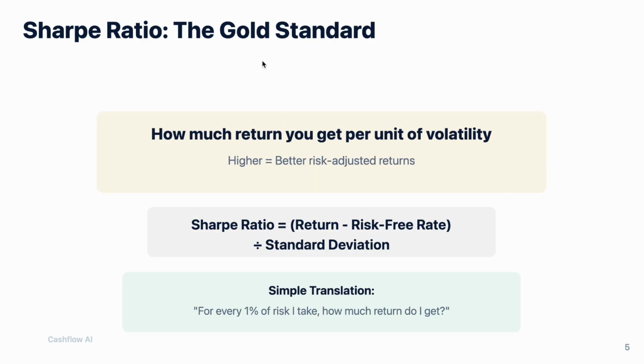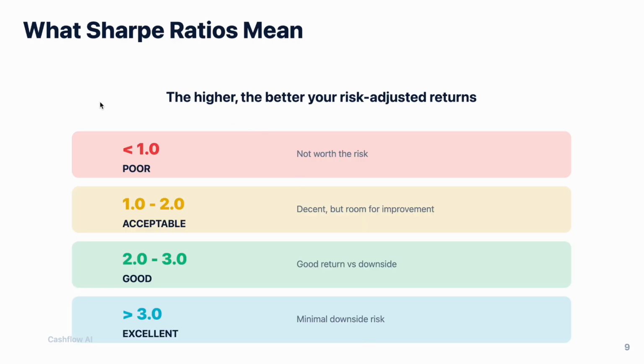The Sharpe ratio is what we call the golden standard. This is very simply how much you're getting versus how much you're risking. The simple math behind it is you take your return minus your risk-free rate, and then divide that by your standard deviation. A simple translation: for every 1% of risk I take, how much return do I get? There are a lot of Sharpe ratio calculators online you can use to find this. You're going to get a number typically anywhere from 0 to 3 or 5, sometimes higher, sometimes less.